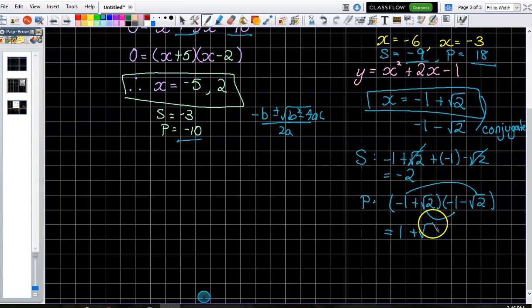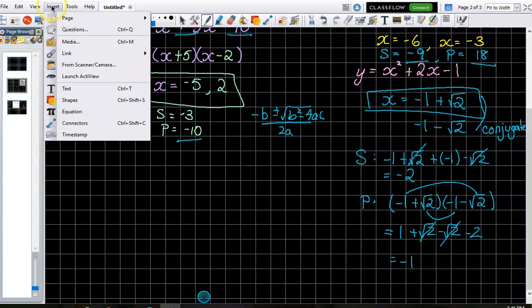I'm still going to write it. You would not write it. I'm just showing you that they always cancel out. And then positive times a negative is a minus. What's root 2 times root 2? 2. 1 take 2 is minus 1. And so we can, bang, get our equation. Does that make sense?